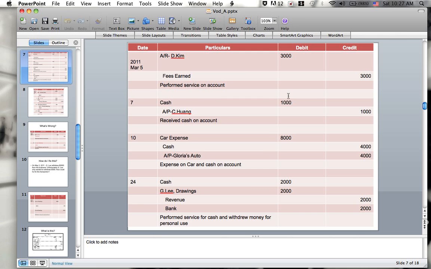Then skip one line between transactions. The second transaction, put down the date only on the first column. Debit cash $1,000 and credit accounts payable C Huang $1,000. Received cash on account.